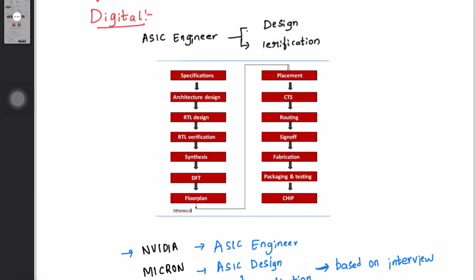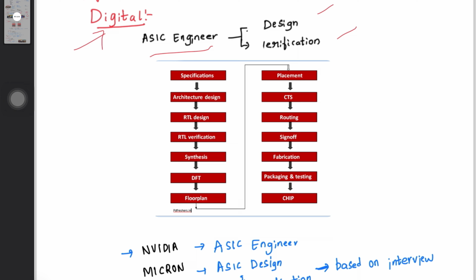Now let us look at the various teams companies come to hire for in digital and analog profiles. For the digital profile, companies come for hiring ASIC engineers. It can include design and verification as well. How do you know if you are getting interviewed for a design or verification engineer? It depends on the job profile that the company has given.